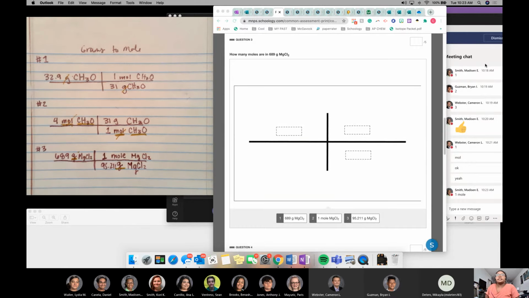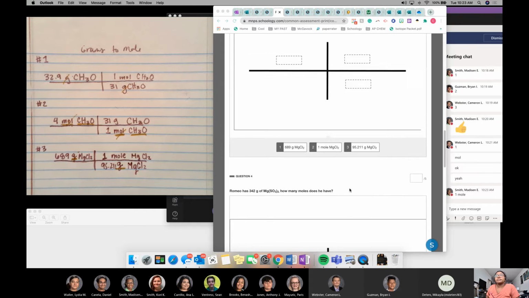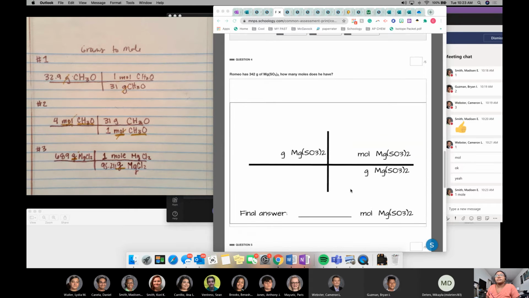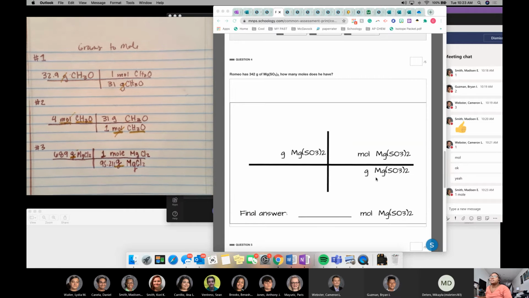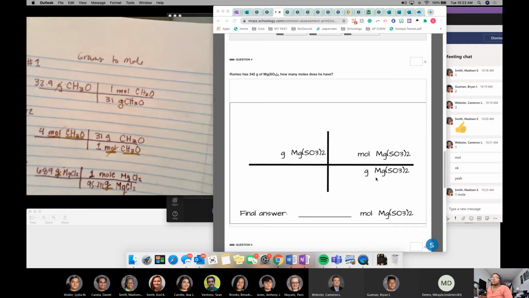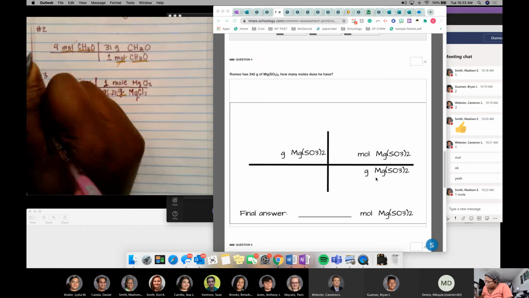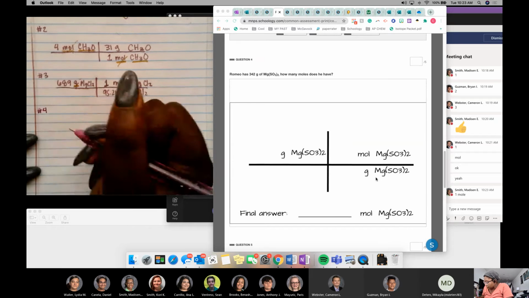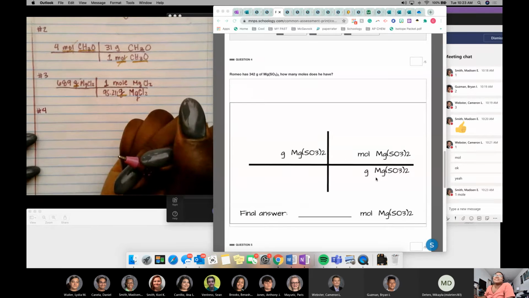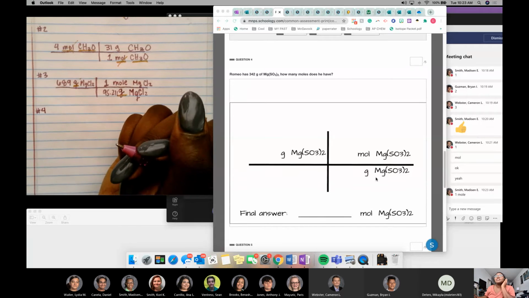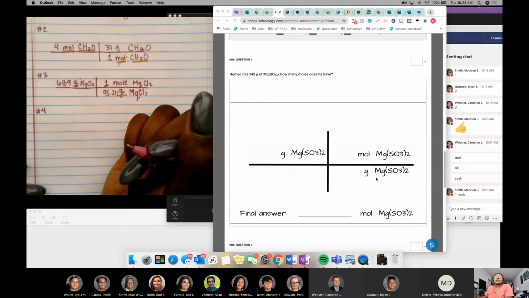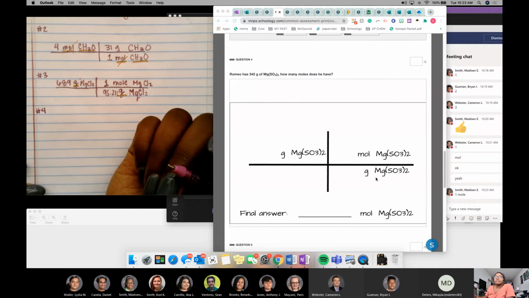Let's do number 4. This one, you're going to have to draw in your answers because I filled in what goes where, but your job is to draw in the answers when you do get this question, okay? So number 4. Romeo has 342 grams of MgSO3 2. How many moles does he have?